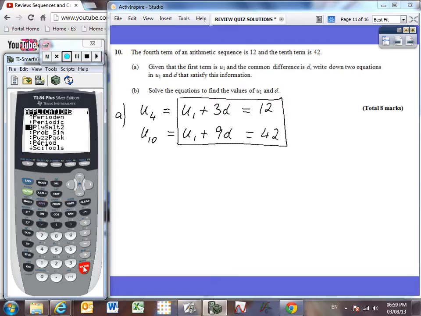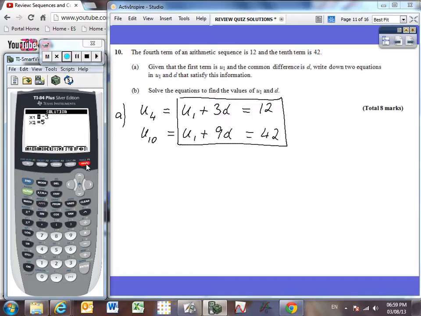So in Polysumilt, we'll go to option 2, which is the simultaneous equation solver. Again, we've got two equations and two unknowns. Let's clear what we've got here and enter a brand new system. So we've got 1 U1, 3 D's, and an answer of 12. Then we've got 1 U1, 9 D's, and an answer of 42.